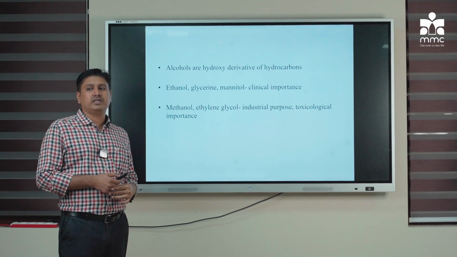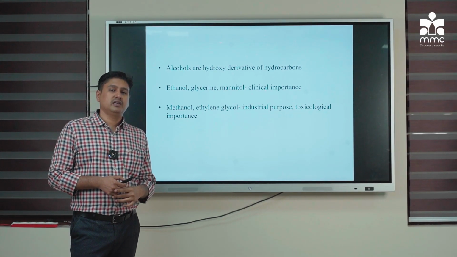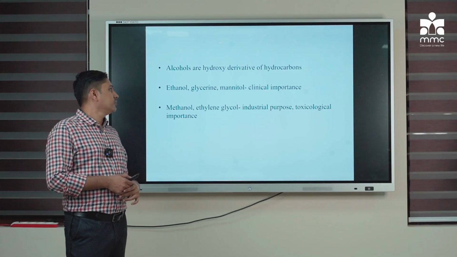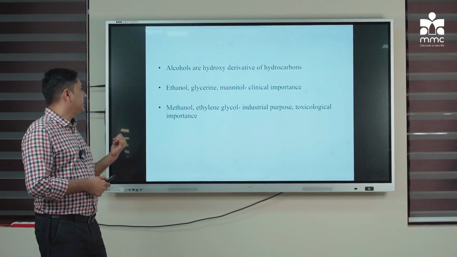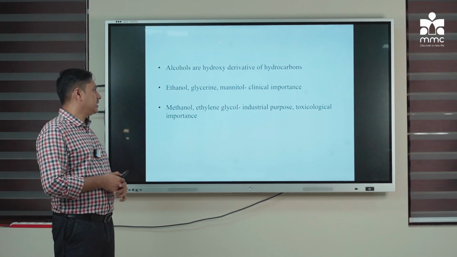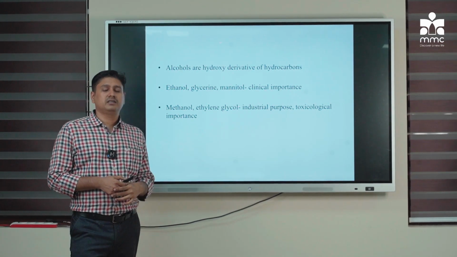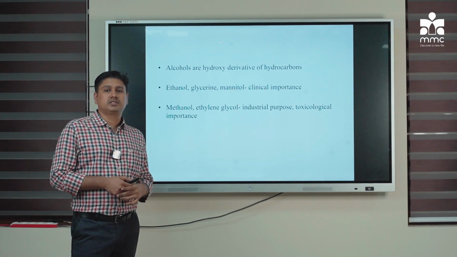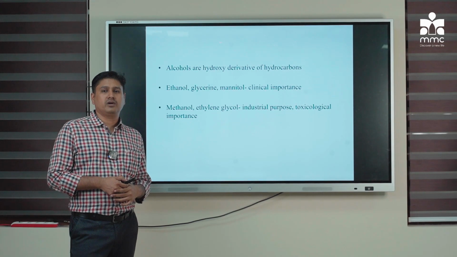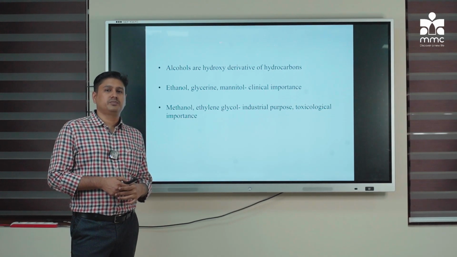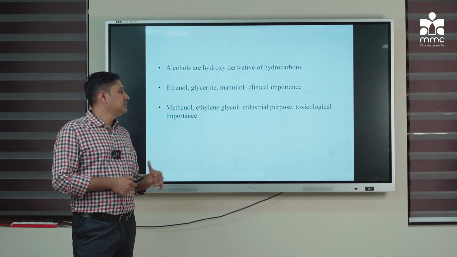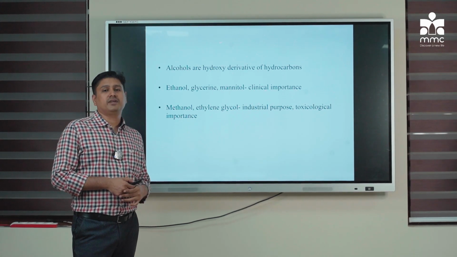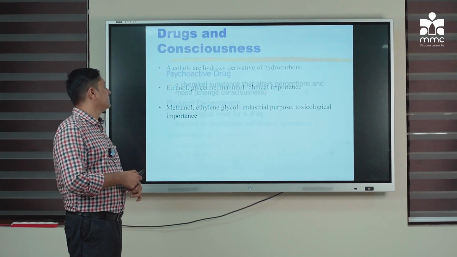Glycerin is a commonly used emollient. Mannitol, which is an osmotic diuretic, is used in open angle glaucoma. And methanol and ethylene glycol are both used for industrial purposes. Especially methanol is nothing but wood spirit, and ethylene glycol is commonly used as a preservative. So apart from the industrial purpose, they have toxicological importance.